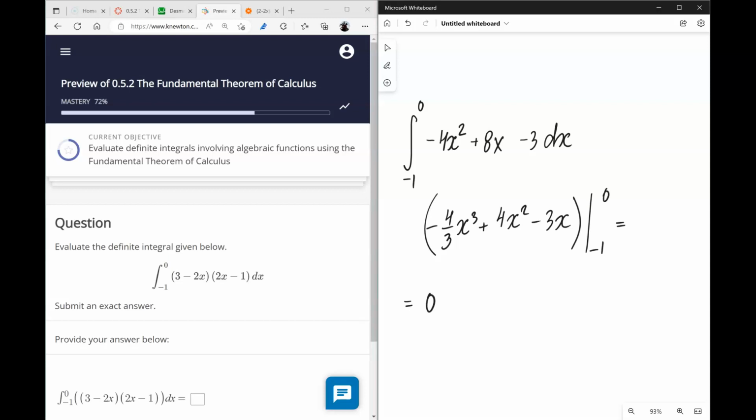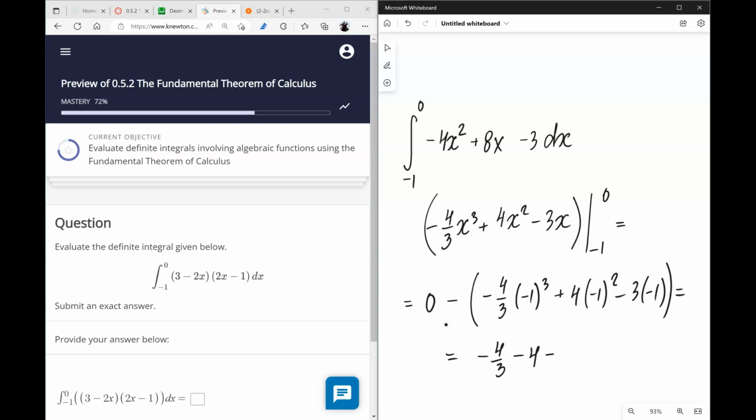When you plug in 0, you get 0, and we subtract the value obtained from evaluating it at 1. So we end up with negative 4/3 minus 4 minus 3. So negative 4 minus 7 times 3, 21 over 3. So negative 25 over 3. That would be my guess.